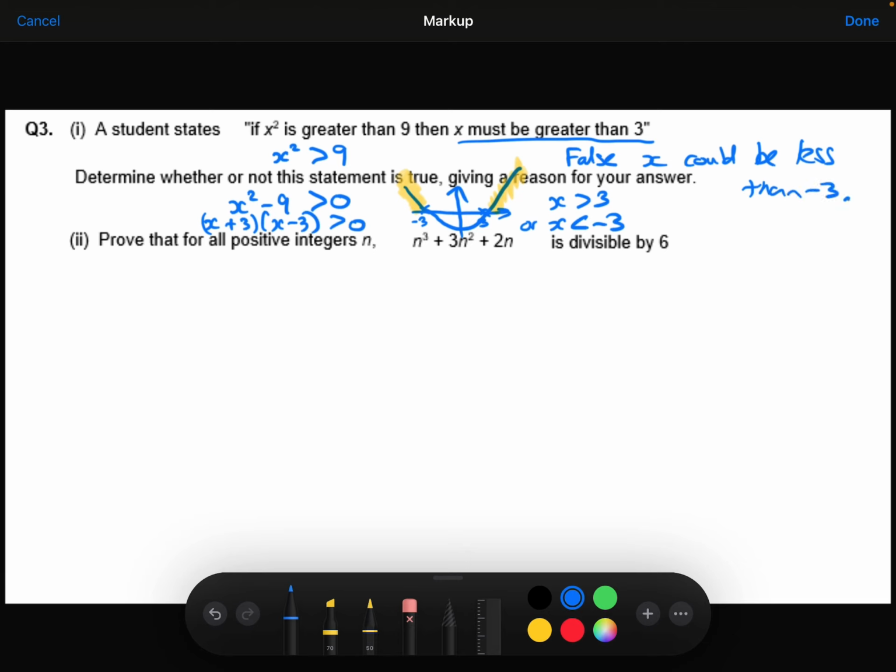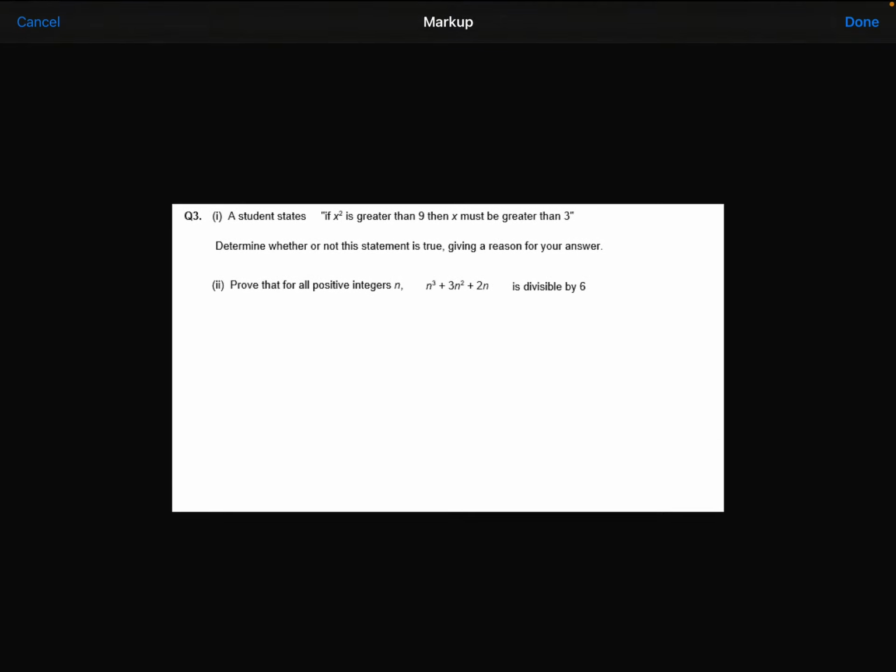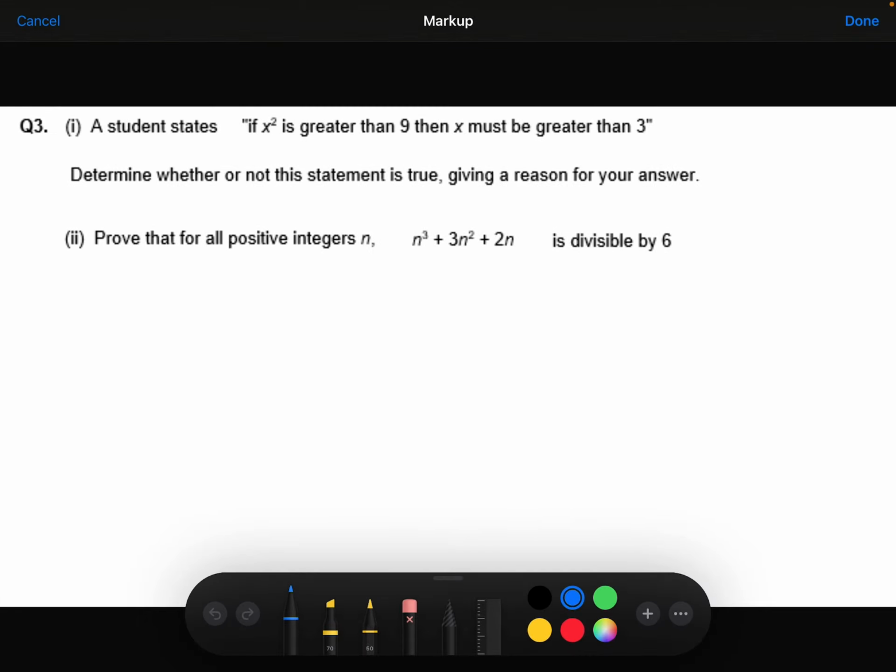Alternatively, you could have figured that out yourselves by just thinking about an example where the statement was not true. You might have just thought, well, what about if x was a negative number? What about if x is minus 4, that's less than 3, and minus 4 squared is 16, which is greater than 9. So that's a counter-example to show that this student statement is false. So you can do it algebraically, or you can just come up with a counter-example yourself.